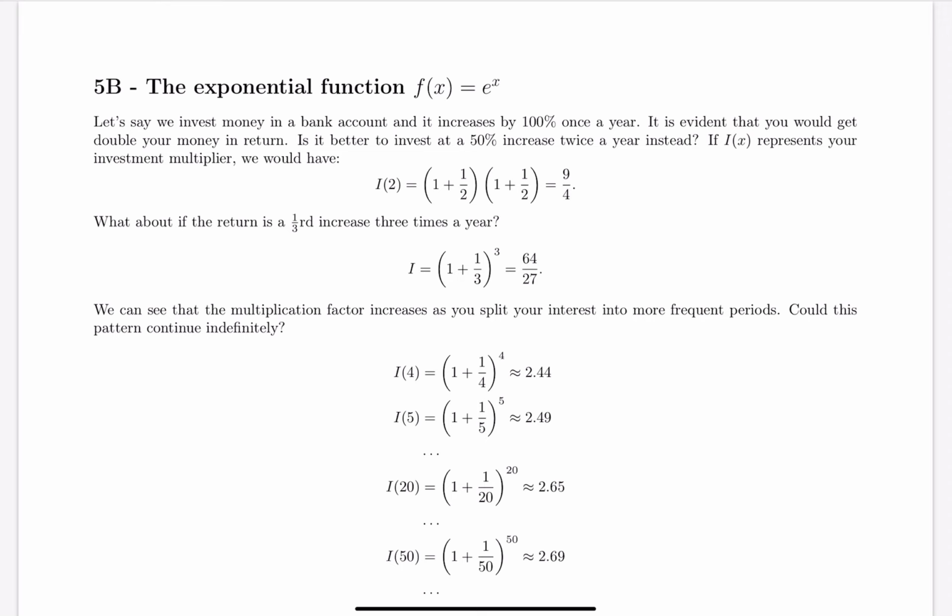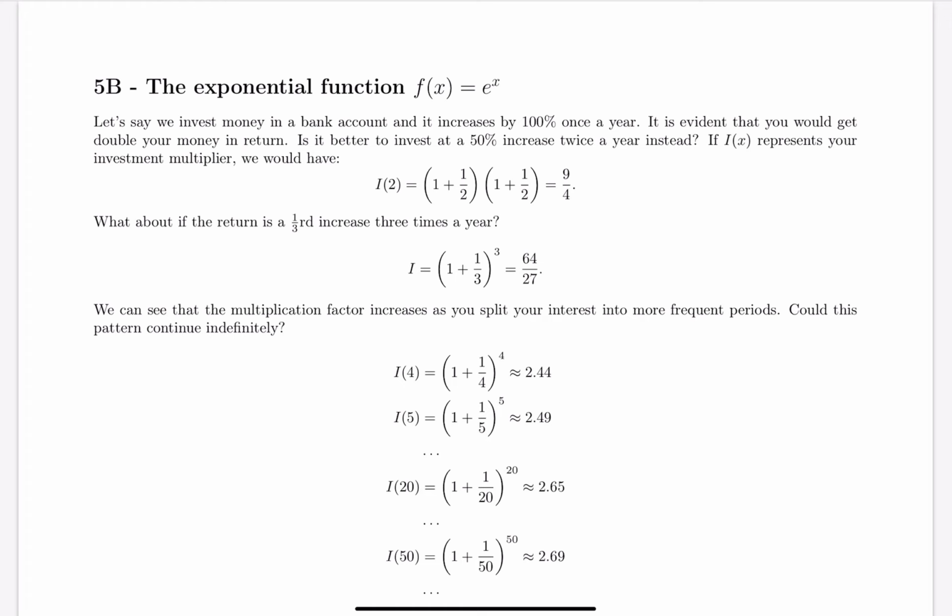quantitative representation in maths. So just want to start with a little introduction, which is, let's say that we're investing money in a bank account. It increases by 100% once a year. So that's pretty obvious that we've just doubled our money, right? Increase by 100% means you get what you've got, you add in that same amount, you've doubled your money, okay?